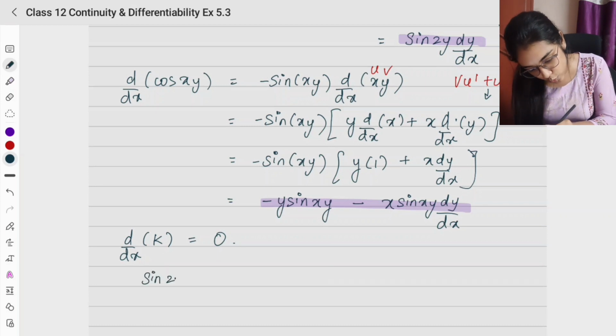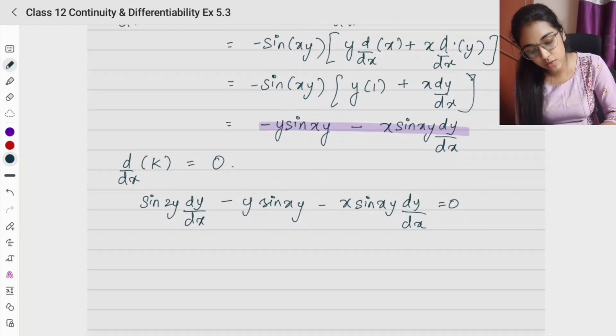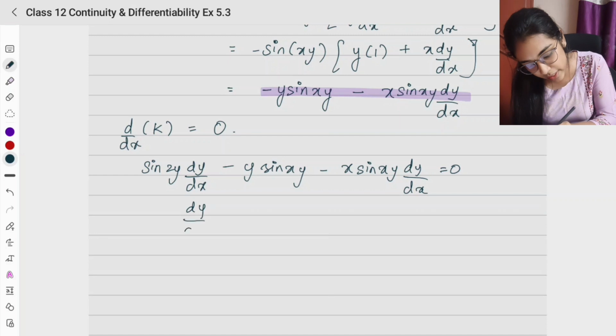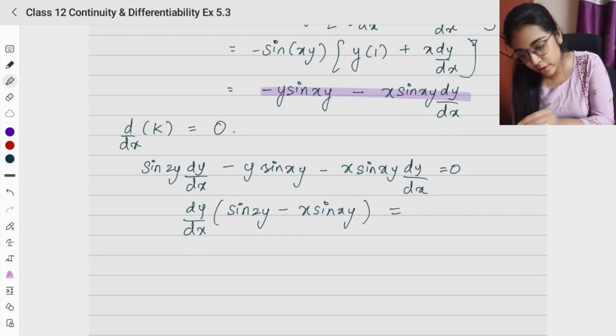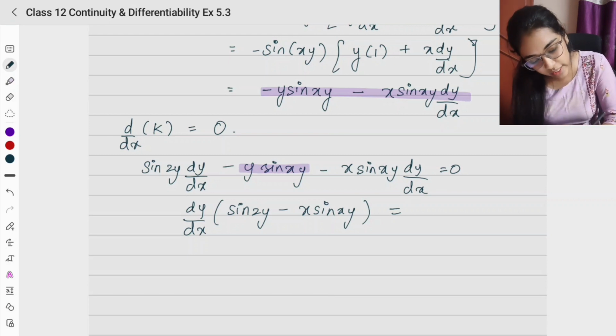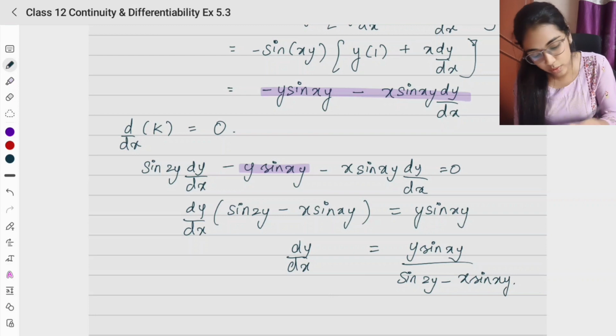sin 2y dy divided by dx minus y into sin xy minus x times sin xy dy by dx is equal to 0. So, if we write the dy by dx terms together, what happens? dy divided by dx into sin 2y minus x sin xy is equal to, this term is independent of dy by dx. So, taking it to the other side, what will I have? Y into sin xy. So, I want dy by dx. So, taking all the other terms to the other side, I have y times sin xy divided by sin 2y minus x sin xy. Okay?